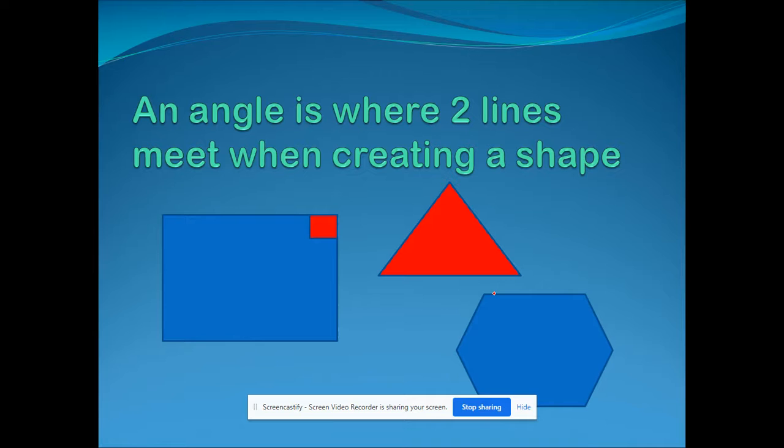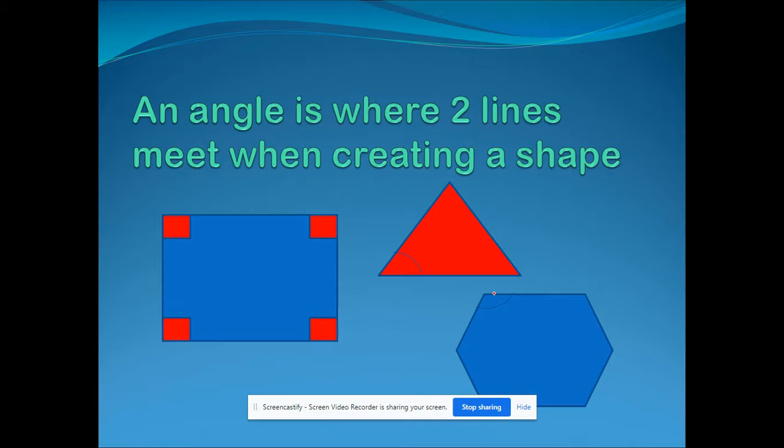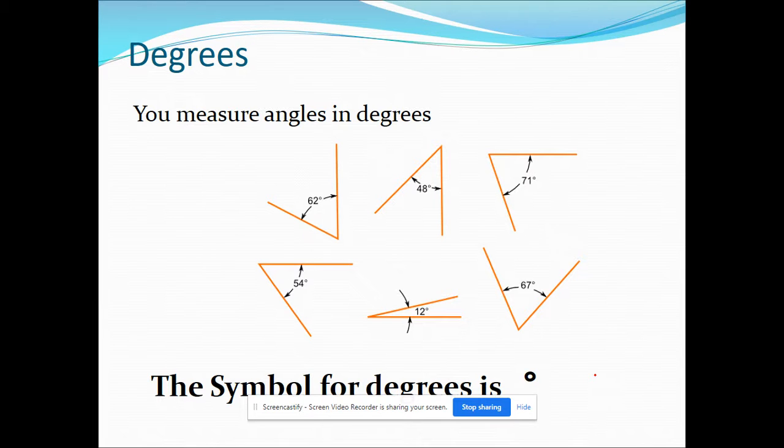Now, can we see one angle in the rectangle? I'm trying to show you all the angles in all these shapes I have. Let me go back again. These are all the angles being highlighted here, and all these places are angles. Remember, an angle is where two lines meet.